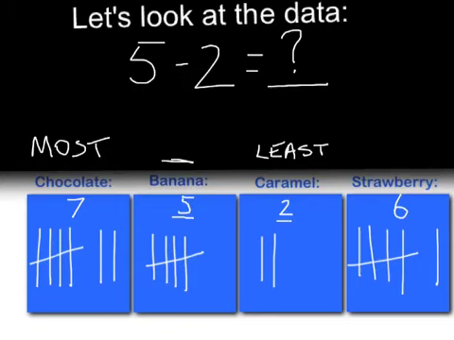Can you work that out? Okay, yeah, good job. 3. So the question was, how many more people liked banana than caramel? Well, the answer is 3.